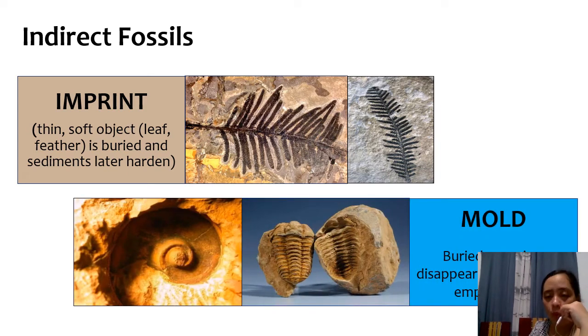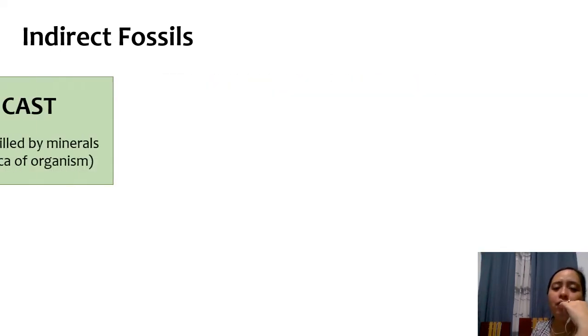And then we have a mold, which is quite different pagdating sa imprint. Sa imprint kasi, this is more of the leaf and the feather. Sa mold, it takes into consideration yung outside shape of the organism. Like here, this is an ammonite, and mold lang ang natira kasi parang outside lang yung kanyang nakuha. Na-mold, parang ganyan. And then we have casts.